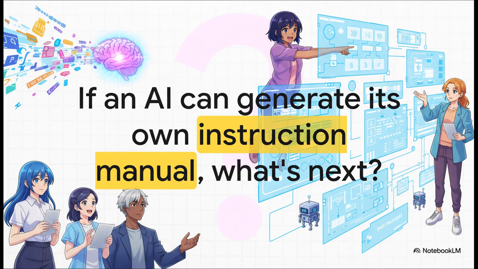And this really leaves us with a fascinating final thought. When an AI can automatically generate its own blueprint, its own instruction manual, it's doing more than just executing a task, right? It's actively helping design the very systems it operates in. And that opens up a huge question about what comes next.